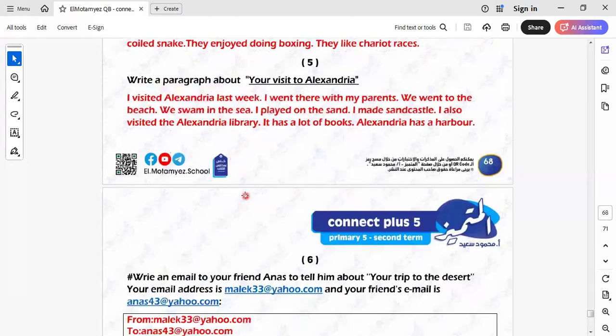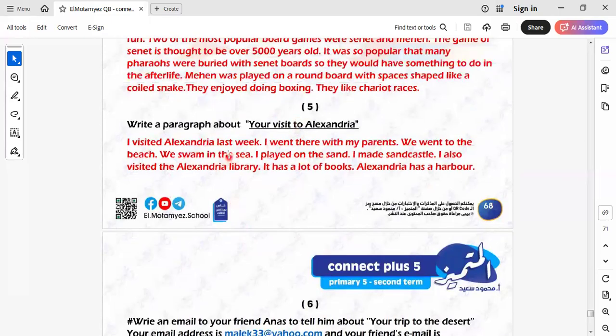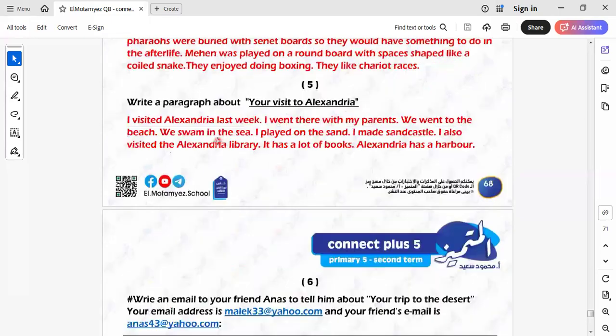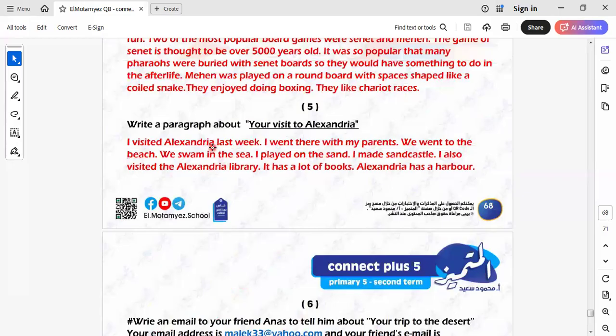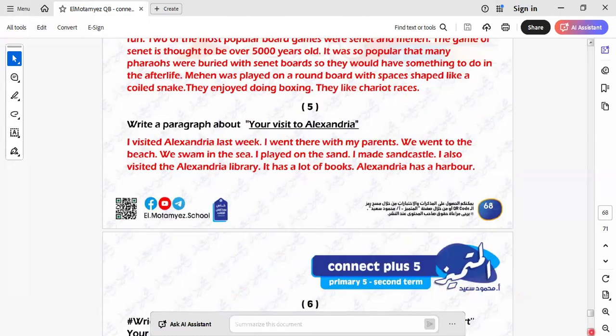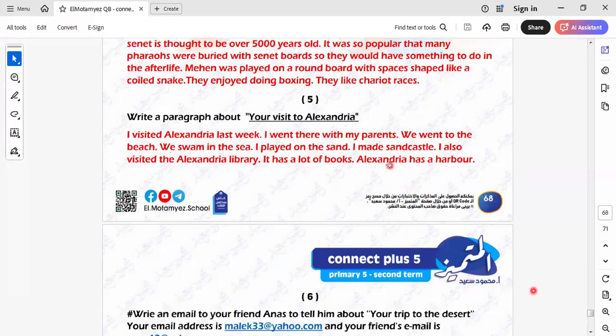Okay. Here we talk about visiting Alexandria. This is the last one in the paragraph, and we have another kind of paragraph which is email. Okay, I visited Alexandria last week. I went there with my parents. We went to the beach. We swam in the sea. I played on the sand. I made a sand castle. I also visited the Alexandria Library.